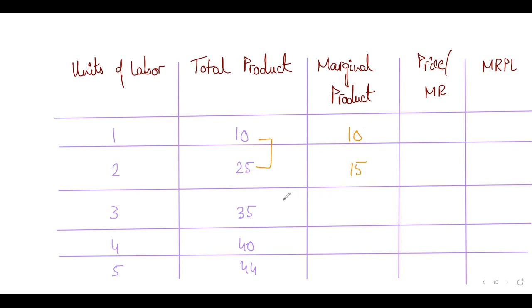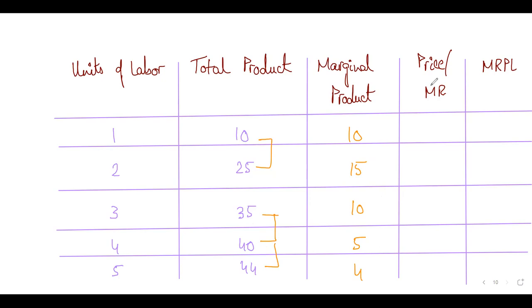The third guy on his own produced how much? 35 minus 25, so the third guy again produced 10 units of the good. The fourth guy on his own produced how much? 40 minus 35 would be 5. And the last guy on his own produced how much? 44 minus 40 would be 4. Now, what did you observe? Initially, the marginal product increased from 10 to 15, but then it fell off from 15 to 10, then from 10 to 5, and then from 5 to 4. Easy, right? So that's what you need to remember.